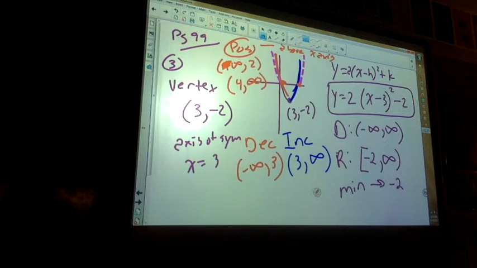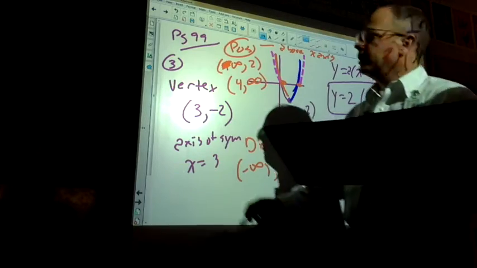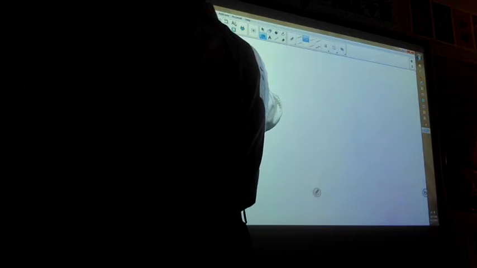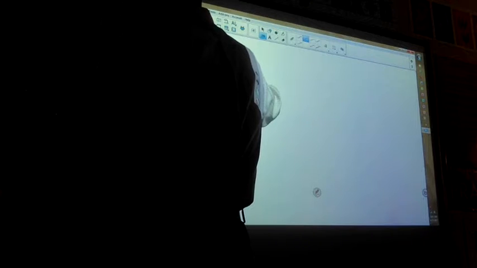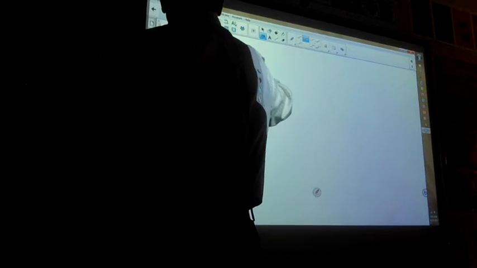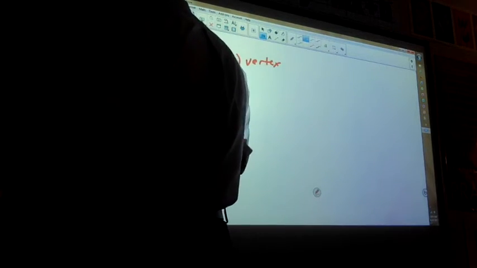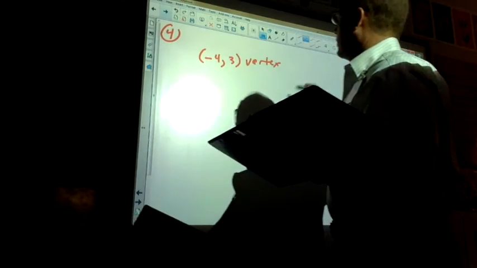Number 4. It's going to be done very similar to number 3. It's an upside down parabola, so hang on. Looks like my vertex is at (-4, 3). Agree? All right, so we want the graph in vertex form.